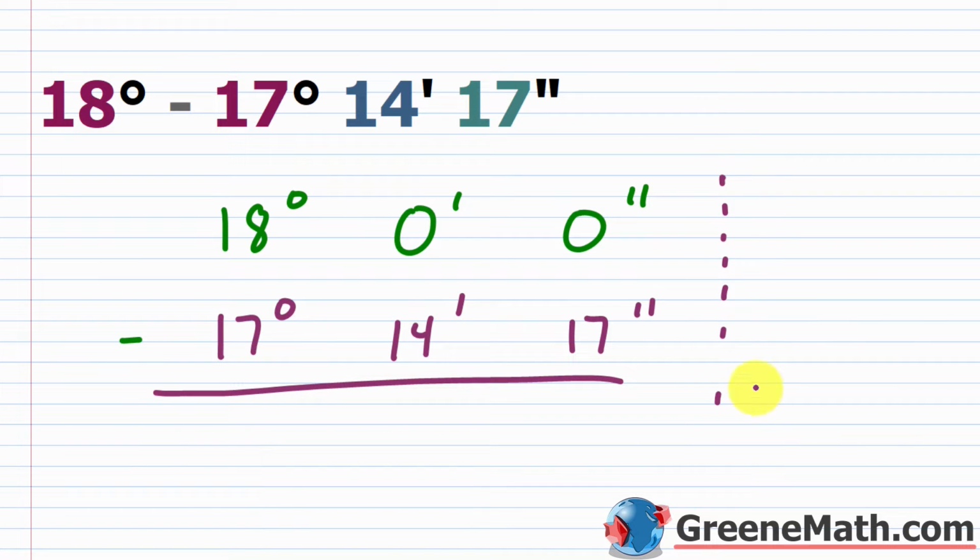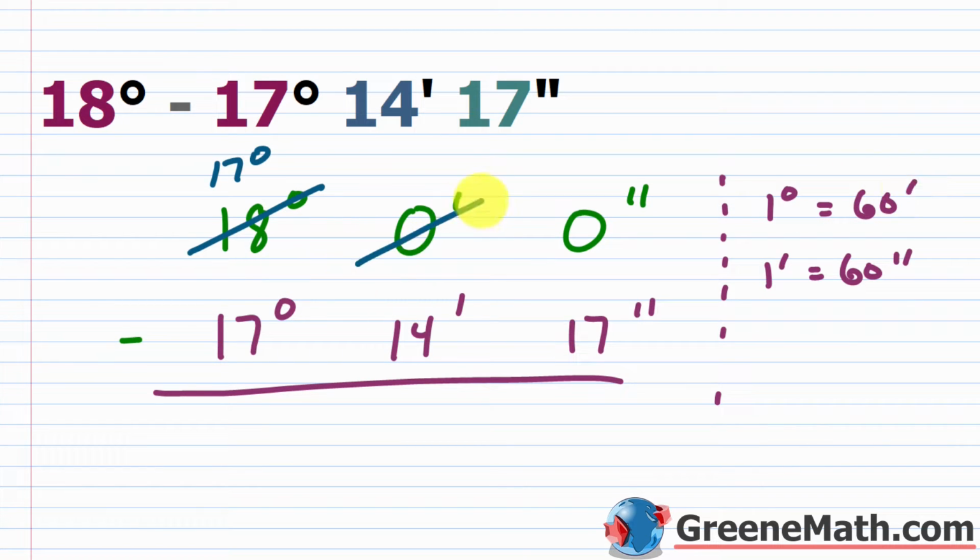And again, let me write this relationship. So 1 degree is equal to 60 minutes, and 1 minute is equal to 60 seconds. Okay. So this number right here is smaller than this number right here. So again, we're going to borrow. But we have to go all the way to the left to borrow. So I'm going to cross this out and put this as 17 degrees. So that 1 degree that I lost, again, 1 degree is 60 minutes. So I'm going to cross this out and put 60 minutes. But I still need to borrow again, so I'm going to cross this out and put 59 minutes.